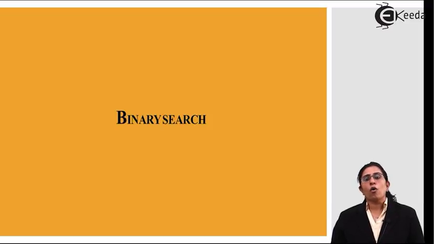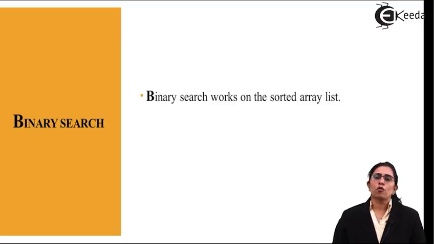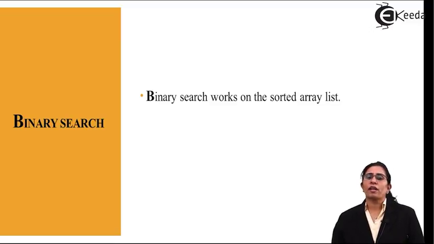Let's see how binary search works. Binary search works on a sorted array list. This is the first and foremost criterion to implement binary search. Binary, as it means, can be either 0 or 1. So binary search is applied with the strategy that I must always have a sorted list. When I use this divide and conquer technique to search for an element in my list, I sort the data.